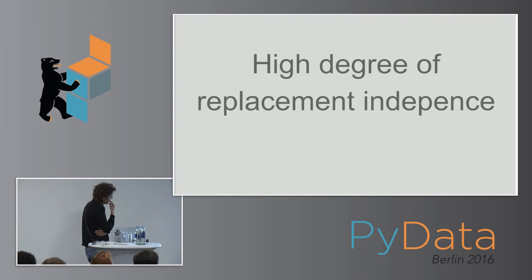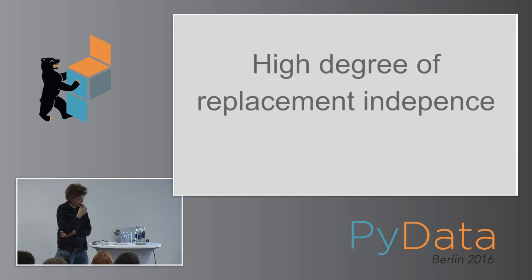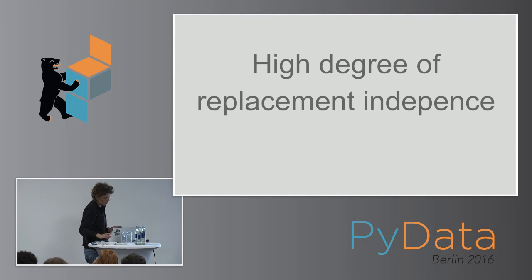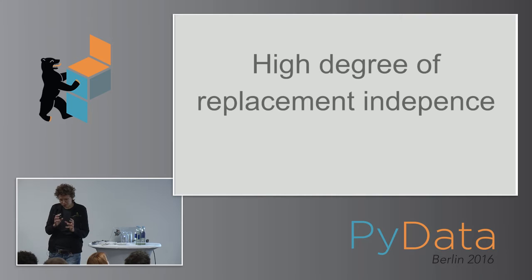This high degree of replacement independence, by keeping things idempotent and totally disconnected from other parts of the pipeline, allows reuse. Why is this important? Because you have so many little parts.